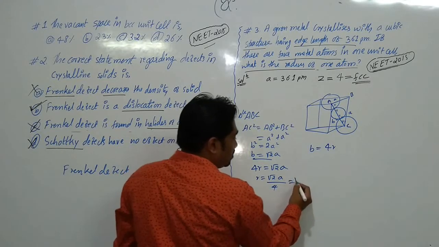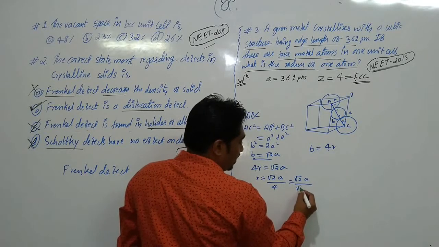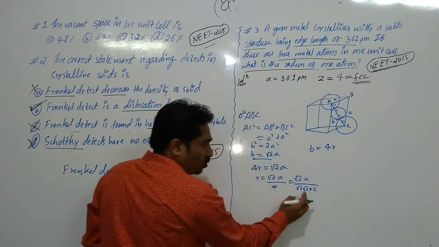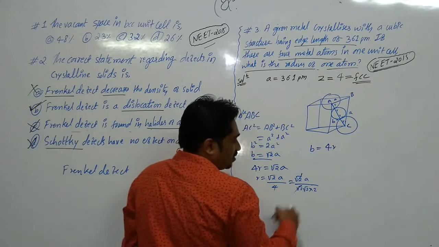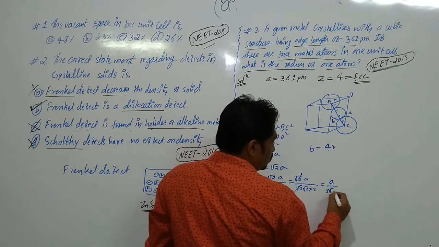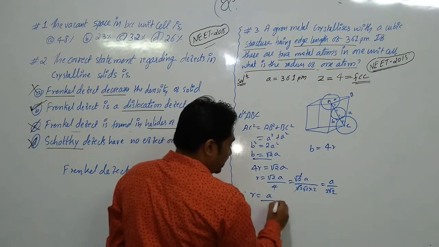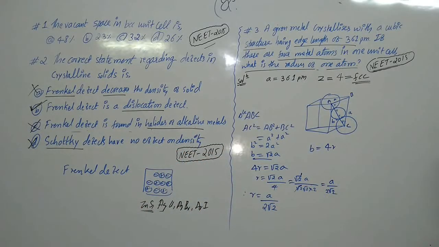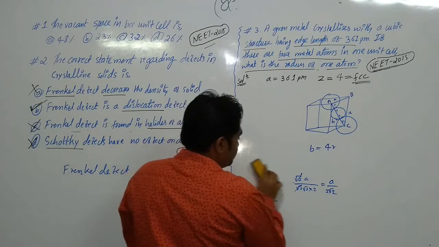Root 2 A divided by 4 can be written as root 2 into root 2 into 2. Root 2 into root 2 means 2, 2 into 2, 4. So 2 cancels out. What remains? A divided by 2 root 2. So therefore R is equal to A divided by 2 root 2. This is my relationship. By using this relationship, I have to solve the problem.